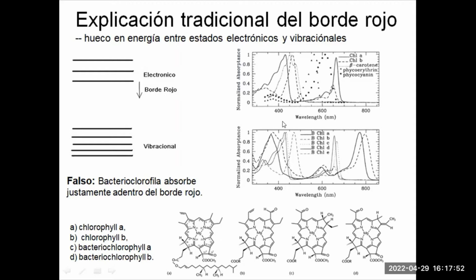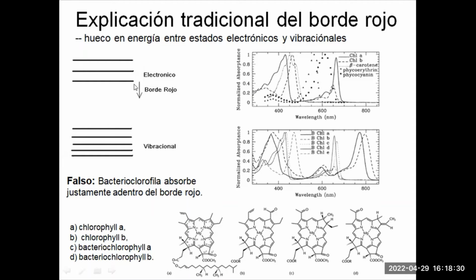As I mentioned, those bacteria which live at the bottom of the ocean, where the intensity of sunlight is zero or very small, they in fact do absorb just in this region here. And this is a spectrum of the absorption of chlorophyll, but bacterial chlorophyll. So we see that there is absorption for some molecules, some pigments, within this red edge. But why don't we find that for the plants which are exposed to higher intensity sunlight?